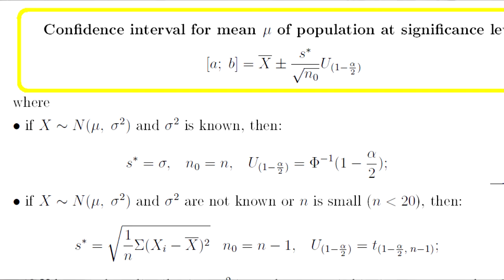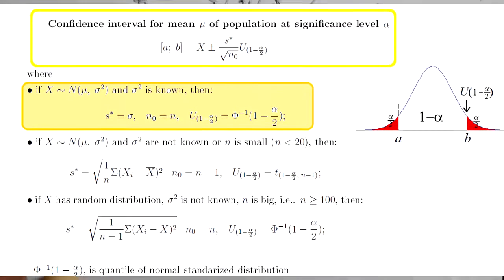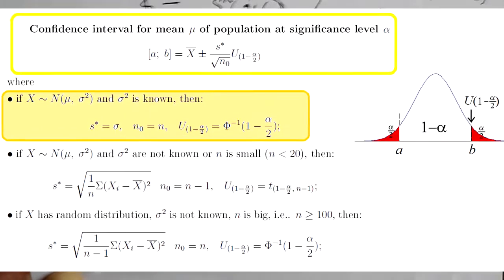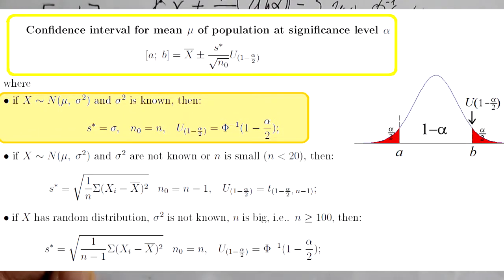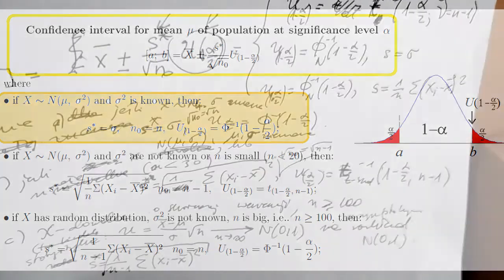Okay, what do we have in the cases we have considered so far? In case the feature investigated has normal distribution with parameters mu and sigma, and sigma is known, we take as sigma the sigma which is known, and the quantile is the quantile of standard normal distribution. You know this table very well. And n0 is exactly equal to n.